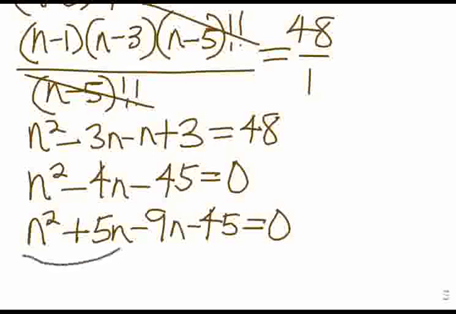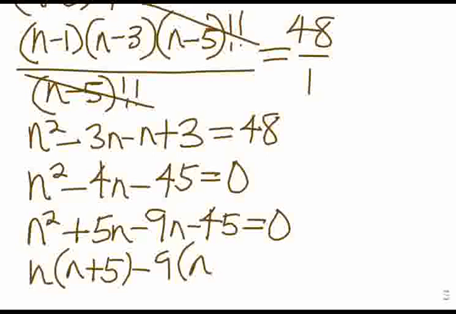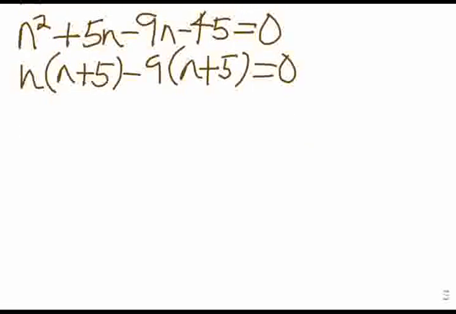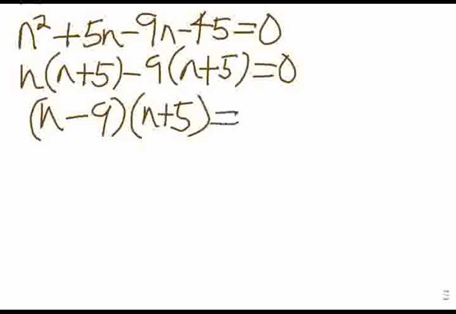So factorizing the first one gives us n into n plus 5. Factorizing the second one gives us minus 9 into n plus 5 equals 0. So from the two brackets we have there, we're having n minus 9, n plus 5 equals 0, and our n will equal 9 or minus 5.